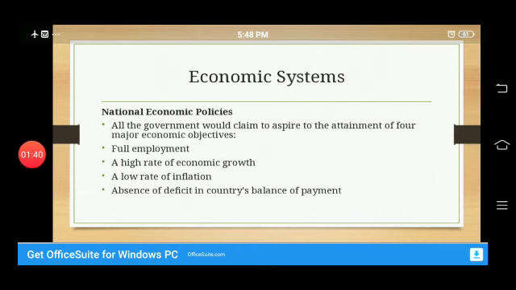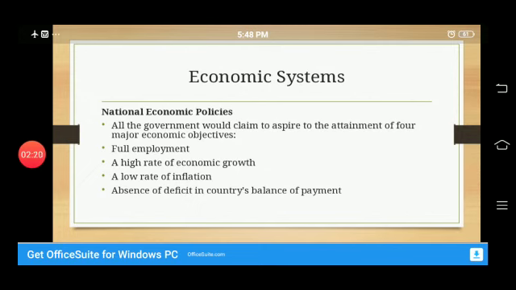Moving forward, we need to know the economic system. For economic system in detail, first of all, we need to know national economic policies. What should be the national economic policies? All the governments would claim to aspire to attainment of four major economic objectives. There are four main economic objectives that every government needs to obtain. Number one is full employment. Number two is high rate of economic growth. Number three is low rate of inflation, and number four is the absence of deficit in the country's balance of payment.